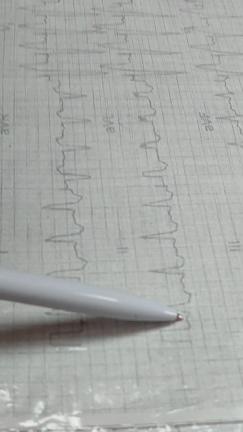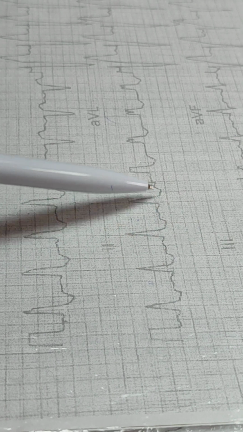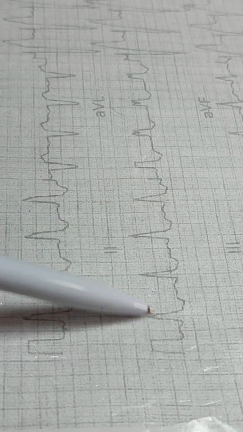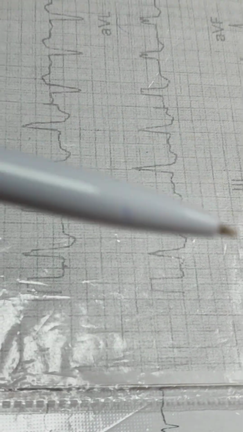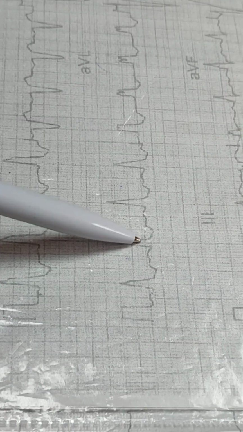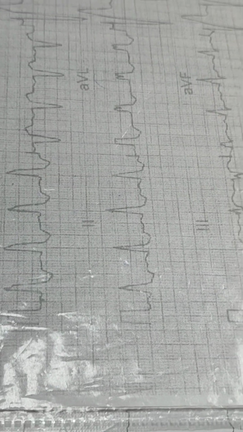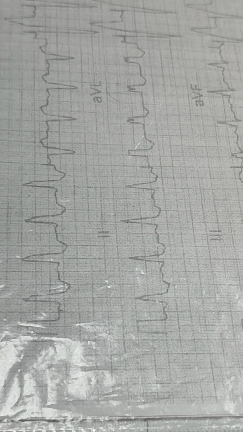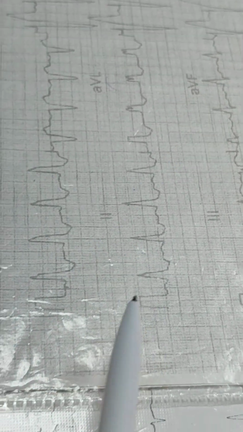This one. P waves are present. Distance is short, so there is tachycardia. But complexes are wide and deformed. It's not ventricular tachycardia. I will explain why.